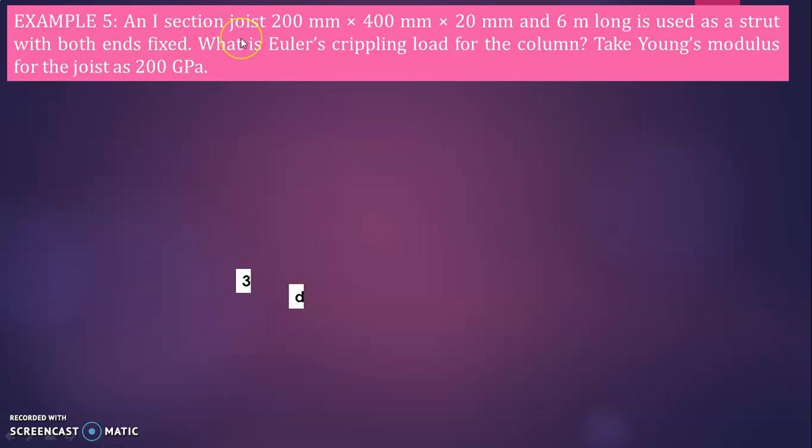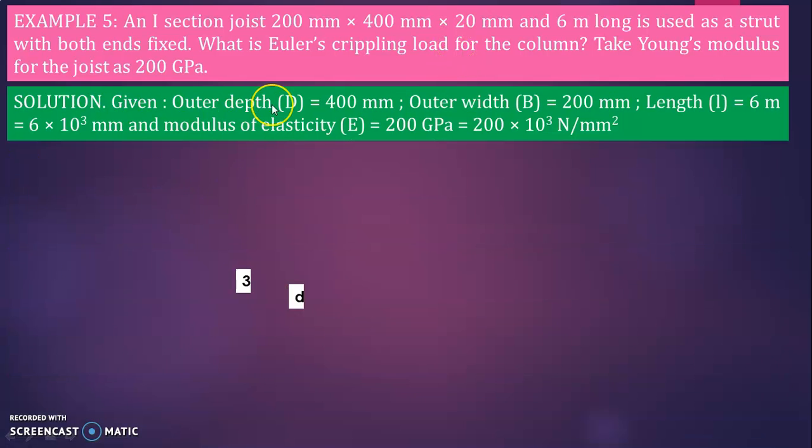An I section joist 200 mm by 400 mm by 20 mm and 6 meters long is used as a strut with both ends fixed. What is Euler's crippling load for the column? Take Young's modulus for the joist as 200 GPa. What is given here? The outer depth is given.